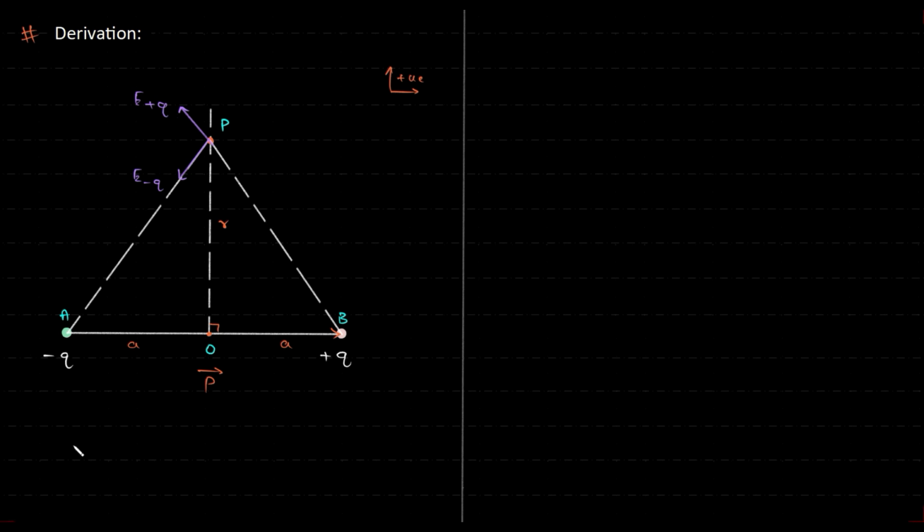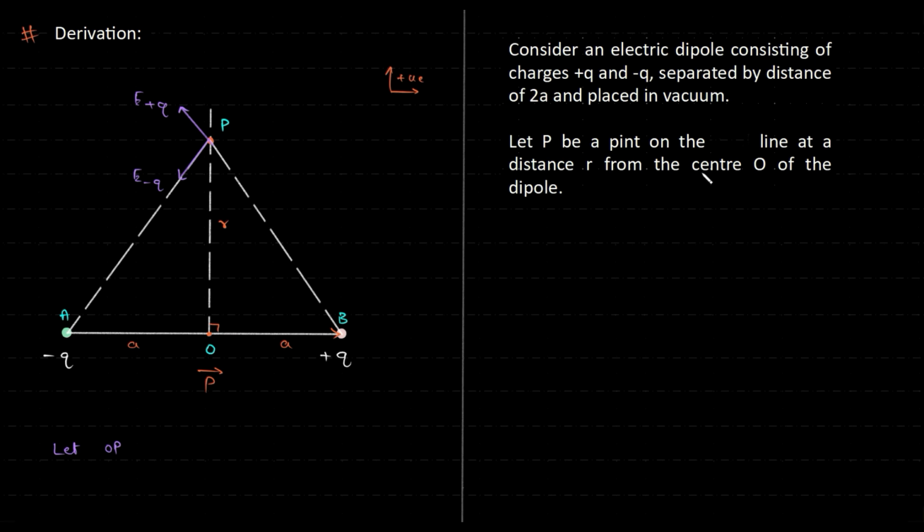Next, what else do we need? For now, this is all that we need, I guess. Oh yeah, actually we need to write a big statement over here. I forgot. Let me do that. We have to consider a dipole with charges plus Q and minus Q separated by a distance of 2a and placed in vacuum. Now let's have the point P on the equatorial line at a distance of r from the center O of the dipole.